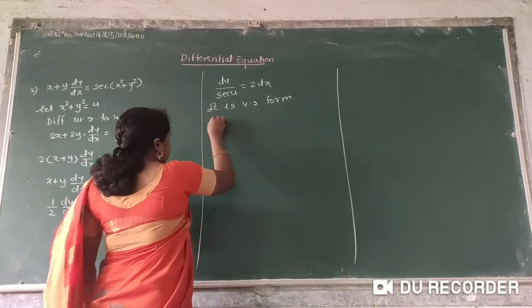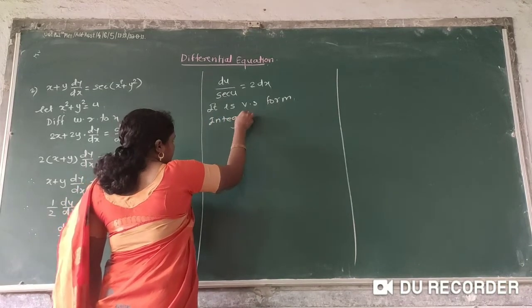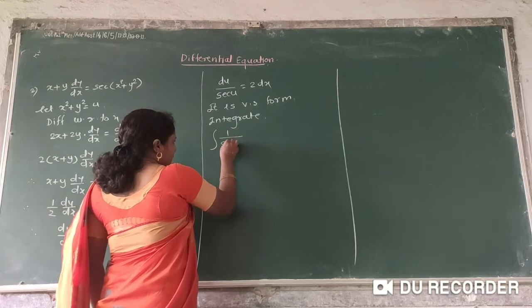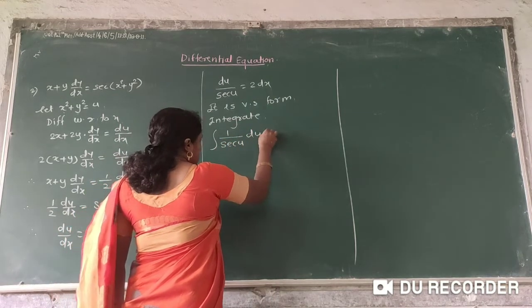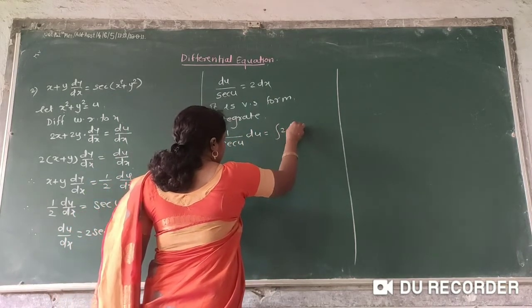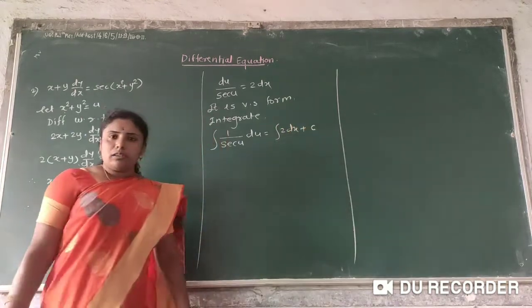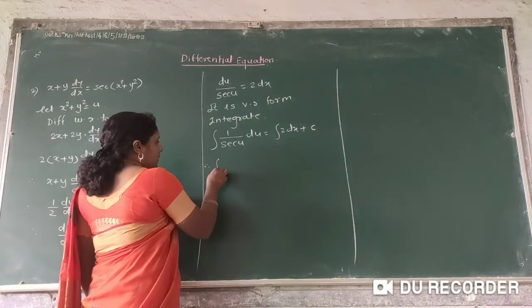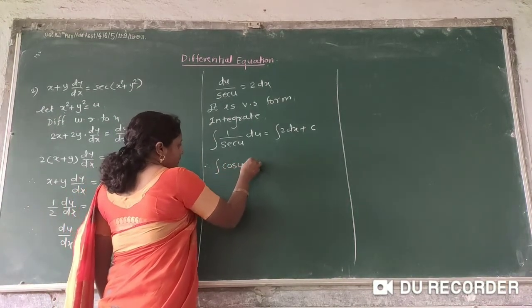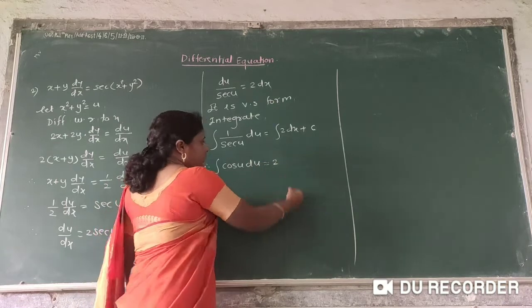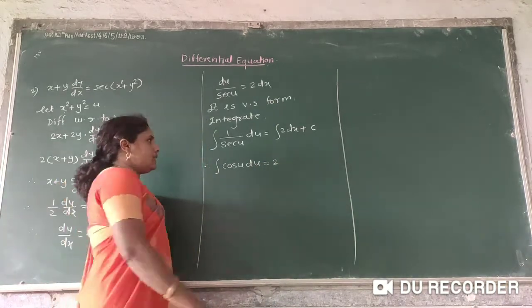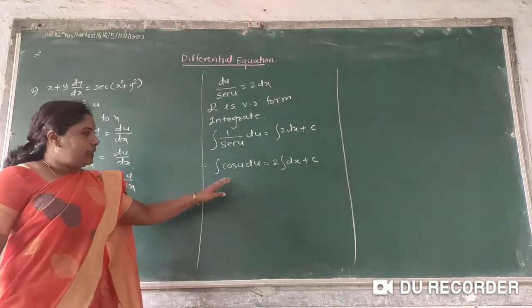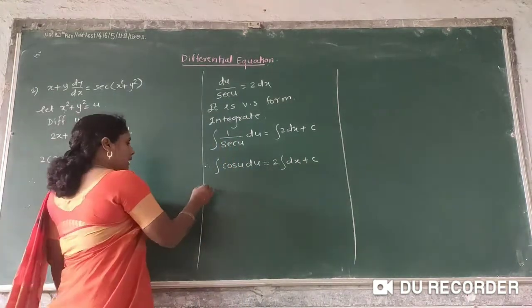Then integrate. We get integration of 1 upon sec u du is equal to integration of 2 dx plus integration constant. 1 upon sec u means cos u du is equal to integration of dx, taking 2, the constant, outside the integration, plus c. We know the integration of cos u is sin u.